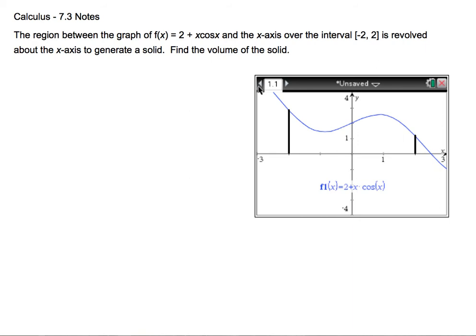The region between the graph of f of x equals 2 plus x cosine x and the x-axis over the interval from -2 to 2, and we revolve it around the x-axis to generate a solid. Find the volume of the solid.